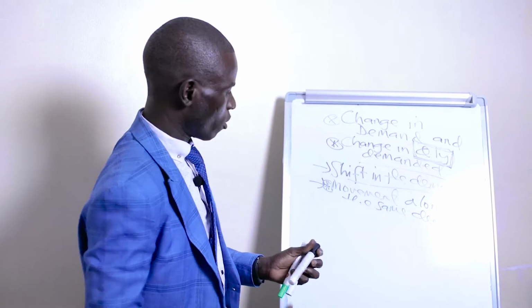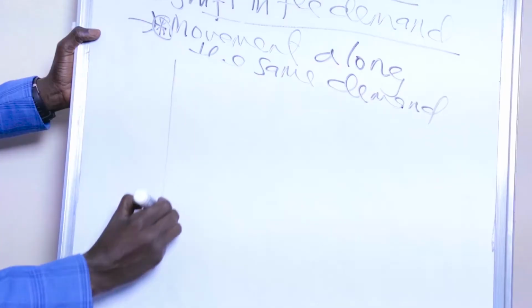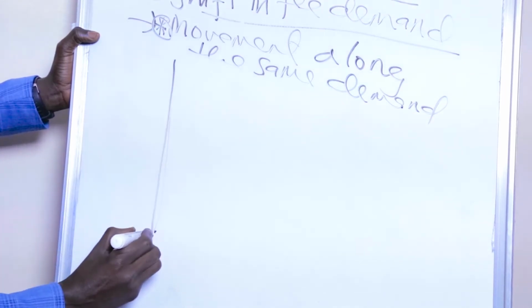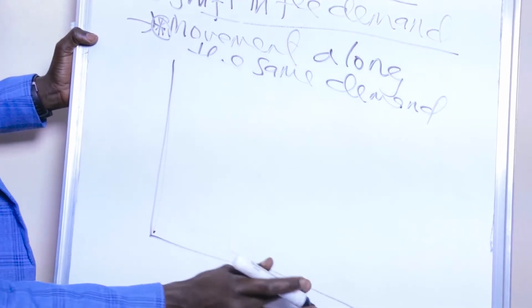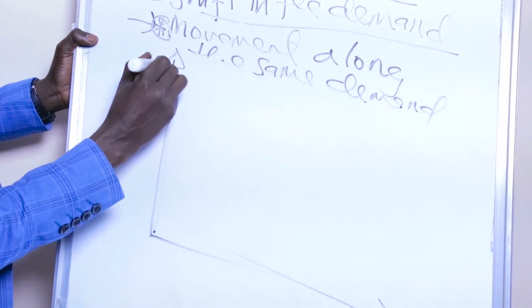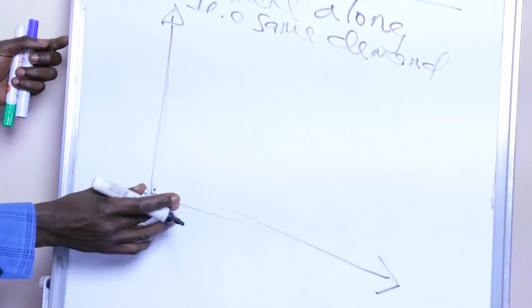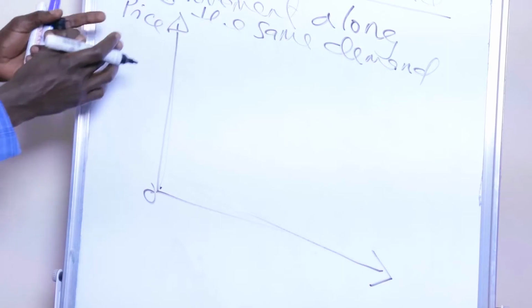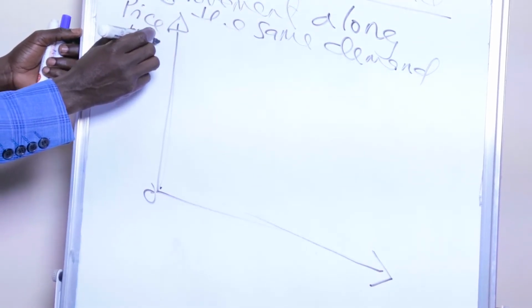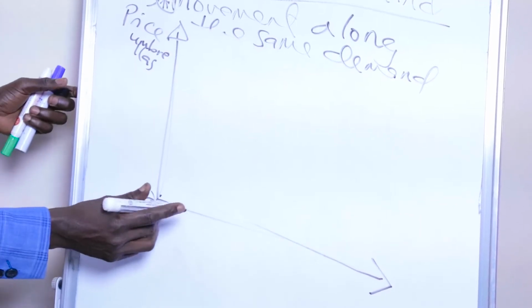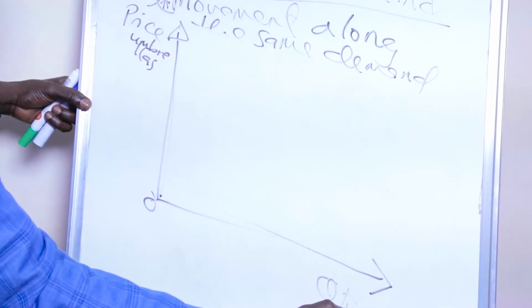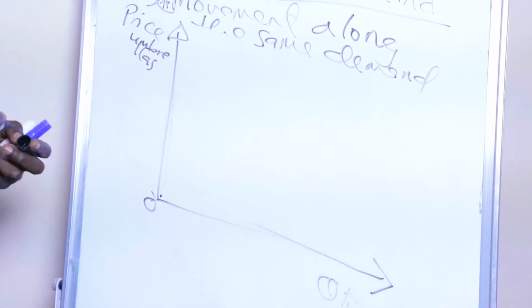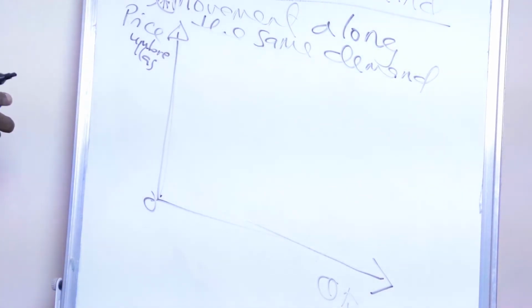We are going to draw the normal demand curve where we have the vertical and the horizontal axis. As I said, do not forget to label your graph. On the vertical axis, you have the price for the commodity, and in this case, you have the price for umbrellas. And on the horizontal axis, you have the quantity demanded for umbrellas.